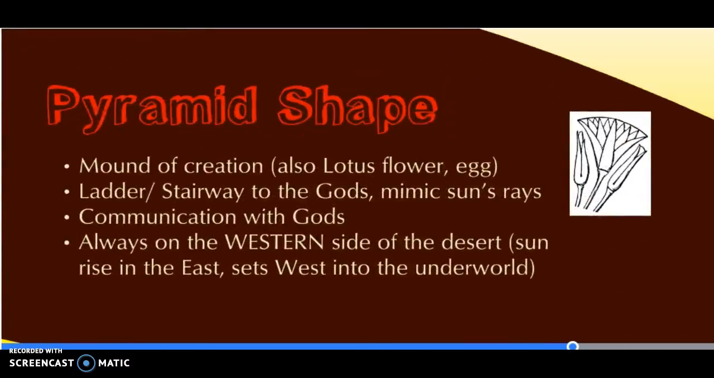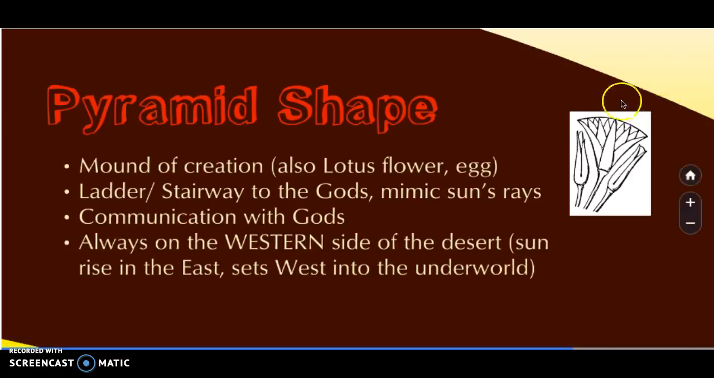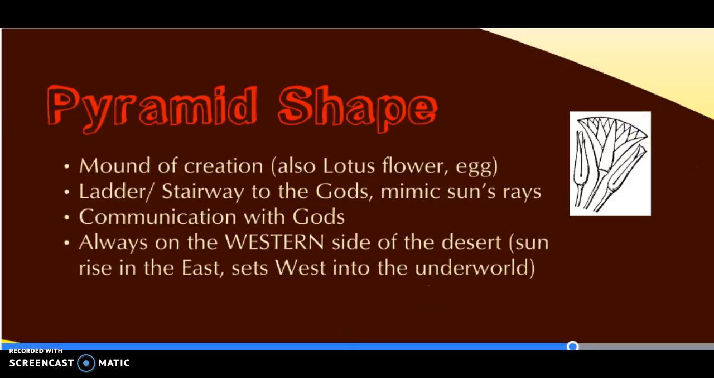In terms of pyramid shape, why was this the shape they were going for? There's a lot of talk about why, possibly connected to a mound of creation. The upside down lotus flower sort of looks like a pyramid, so that idea. The idea of a ladder or a stairway to the gods. Also the idea that it mimics the sun's rays when they come down on Earth, sort of in a pyramid-like form from that center disc. Also, that it was important for communication with the gods, so the higher you would get, the easier it would be to communicate with those gods.